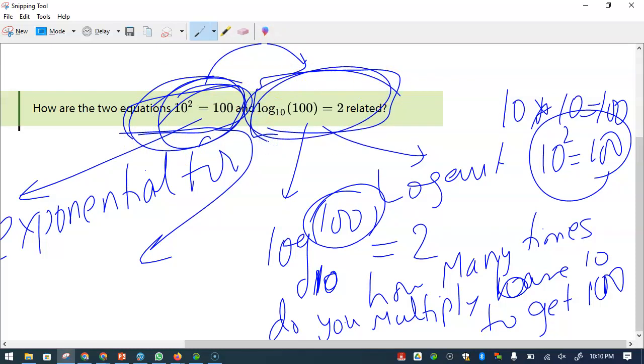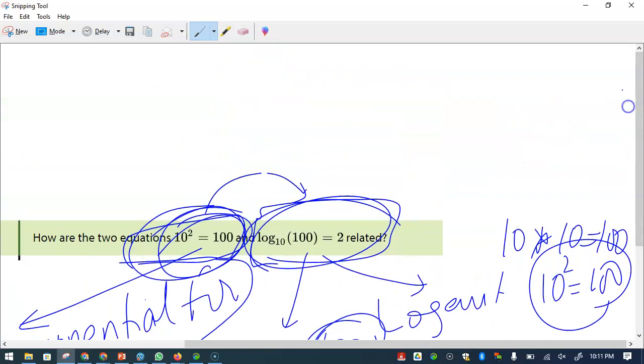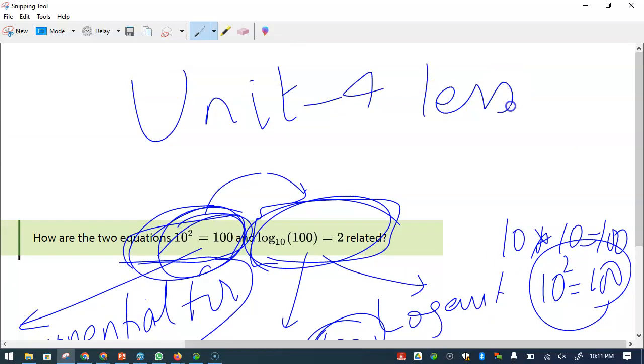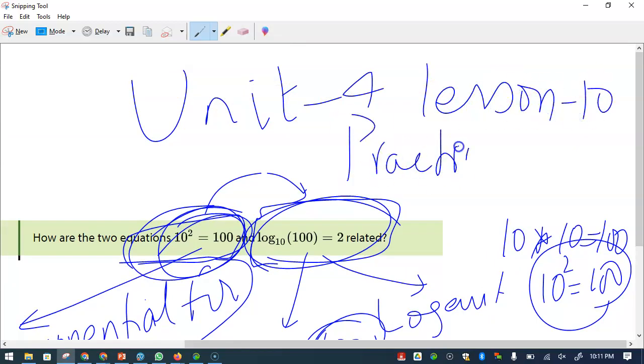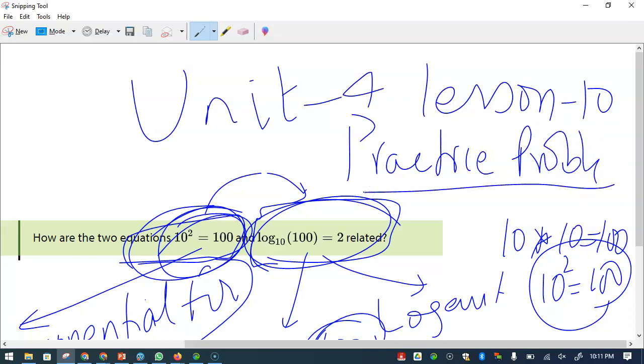So this completes unit 4, lesson 10, practice problem. Hope this helps. Make sure you write all the work to turn in on your hard copy. And so the more we do all this, it will help you to master.